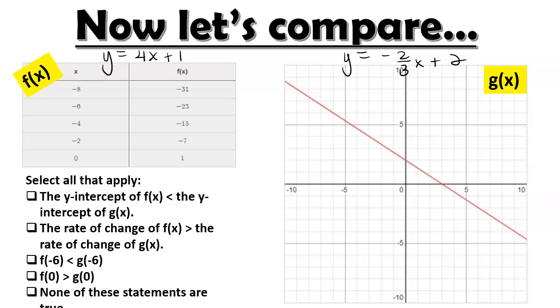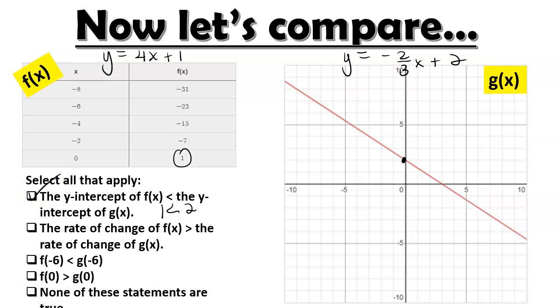So we're going to look at our question here. Select all that apply. When we're comparing, we need to be looking for things like the slope and the y-intercept specifically, and then there's going to be other pieces to it as well. The y-intercept of f of x is 1, which is less than the y-intercept of g of x, which is 2. So let's plug that into the statement. 1 is less than 2. That's true, so I'm going to check it off.